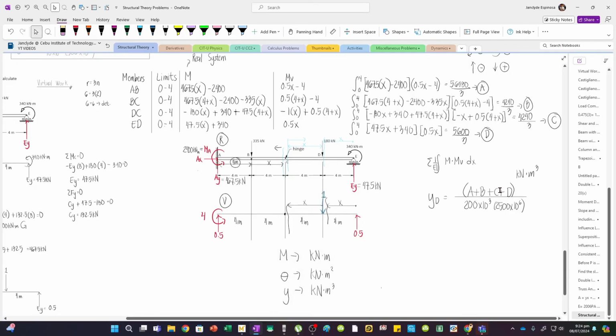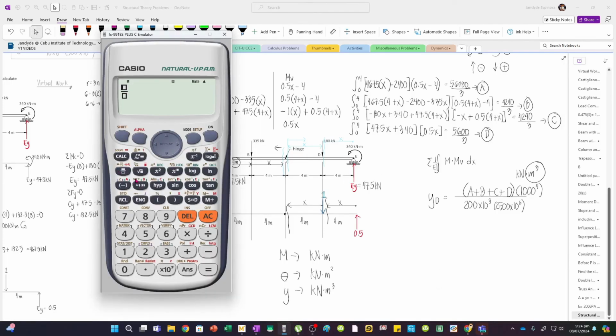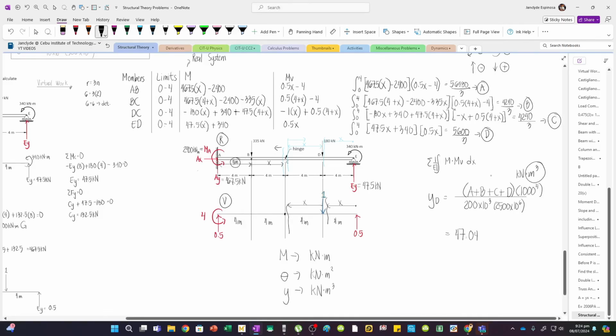Now, here, since this is kN m cubed, we have to multiply this by 1,000 to the 4th to convert this into newtons and to convert this into mm cubed, so that all of our units will now be consistent. So we have A plus B plus C plus D times 1,000 to the 4th over 200 times 10 to the 3 times 25 times 10 to the 6, we get 47.04 mm. And then this is YD. Yan.